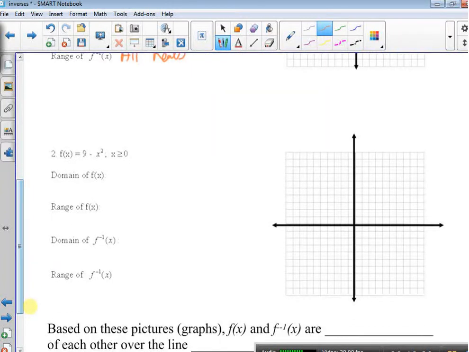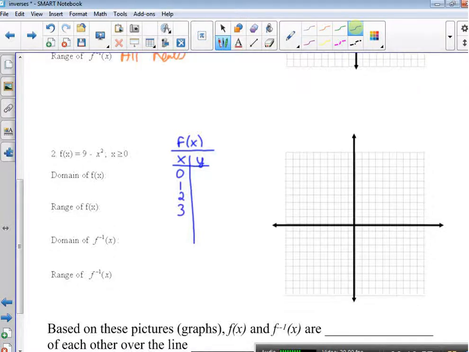All right, so now let's take a look at the next one. Now this one's got a limited domain here. It's saying we can only use values for x that are greater than or equal to 0. So I'm going to first look at f of x. So I can only go with 0, 1, 2, okay, maybe 3.